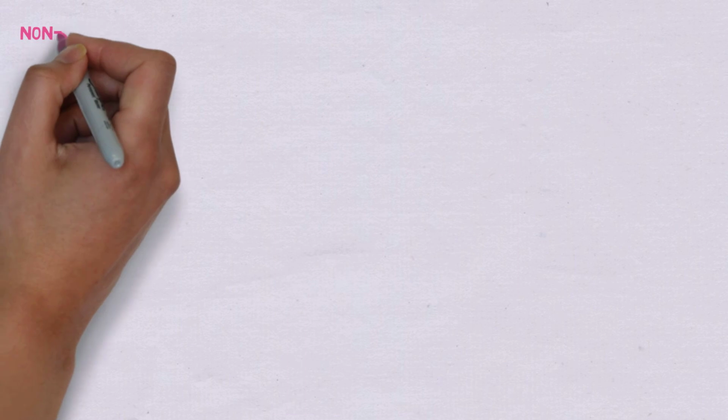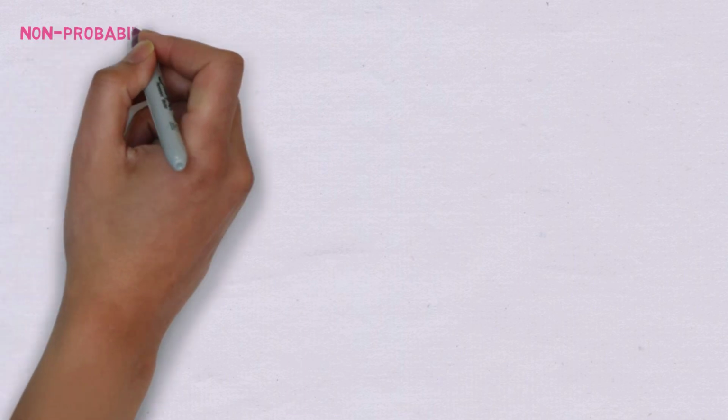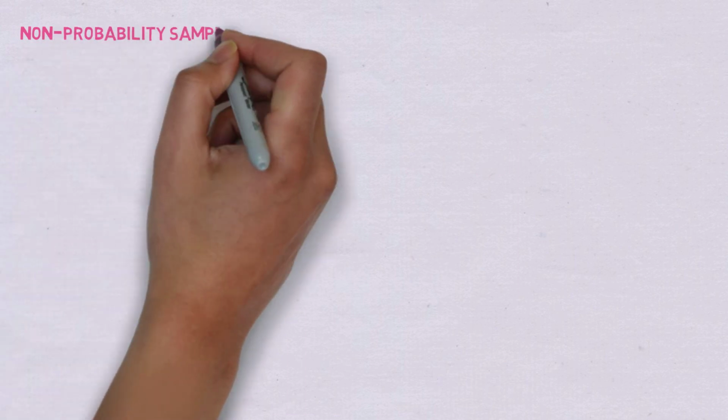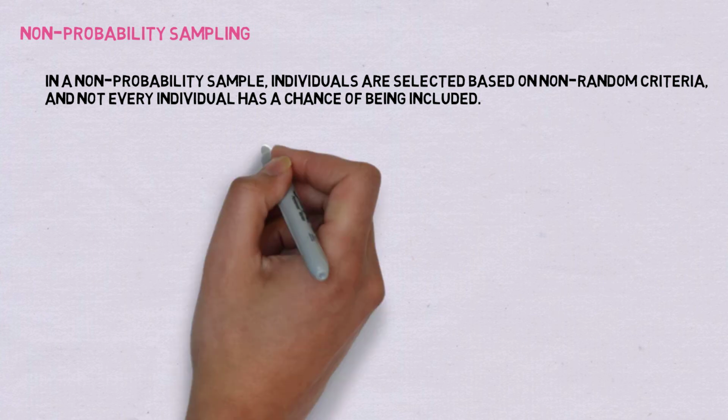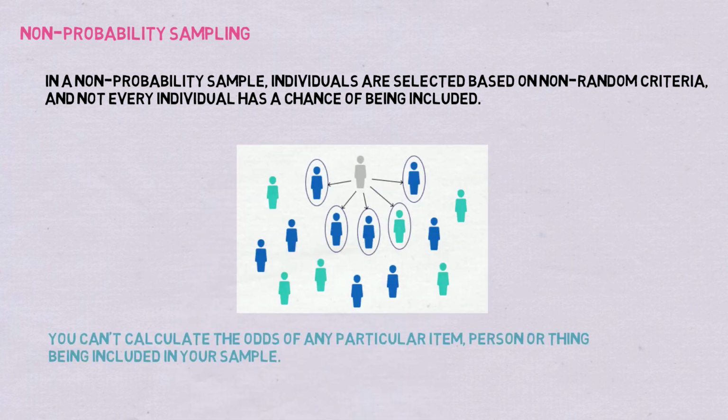Whereas in non-probability sampling, individuals are selected based on non-random criteria, and not every individual has a chance of being included. So you can't calculate the odds of any particular item, person or thing being included in your sample.